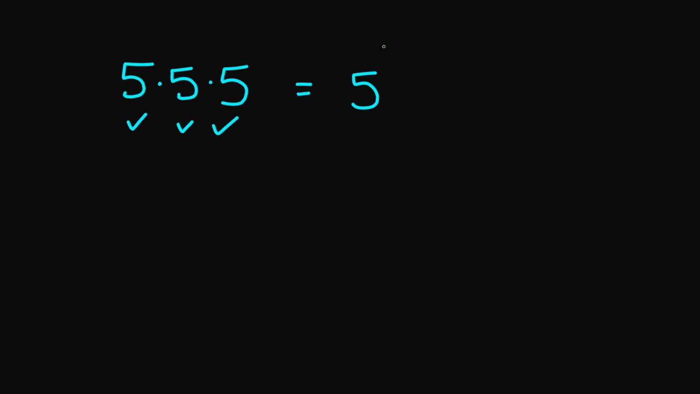What about 4 times 4? I have 2 4's, 1, 2, so we know our base is 4, and then our exponent is 2. And 5 times 5 times 5. I have 3 5's, so 1, 2, 3. We know that our base is 5, and our exponent, our power, is 3. So 5 to the 3rd power.